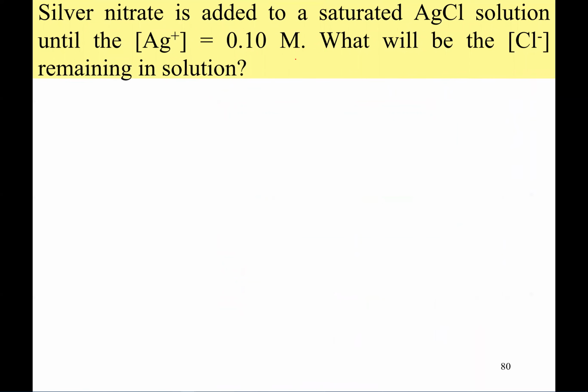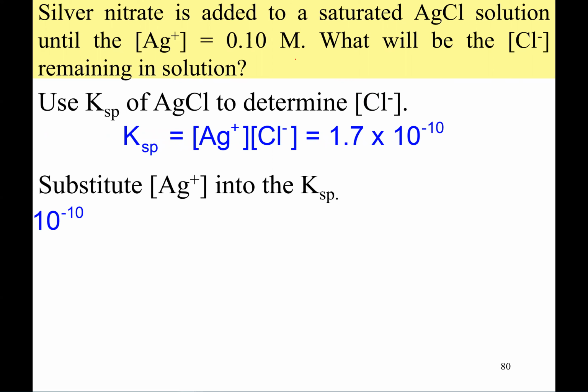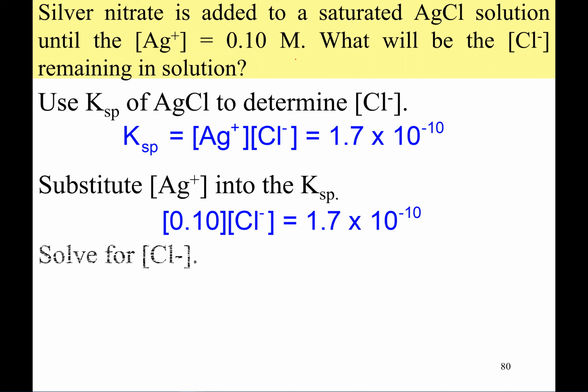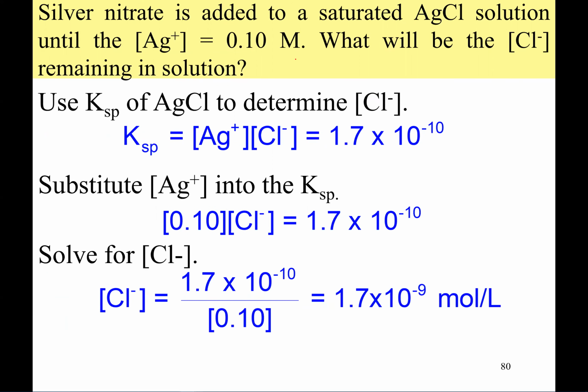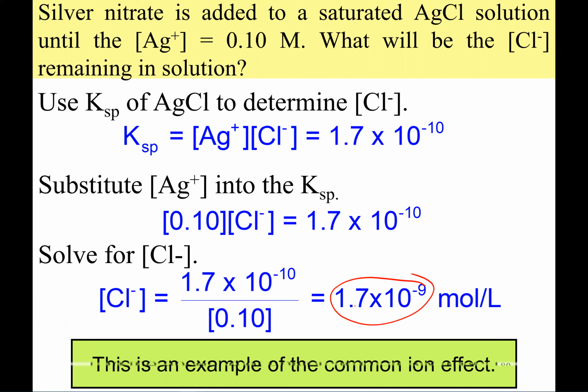Silver nitrate is added to a saturated silver chloride solution until the silver ion is present. What will be the chloride remaining in solution? Use the KSP there. You substitute the values in for each. You get the solution there. In the absence of silver nitrate, the chloride is 1.3 times 10 to the minus 5. But look at the new one. That's 1.7 times 10 to the minus 9. So it's very, very small. This is an example of the common ion effect.